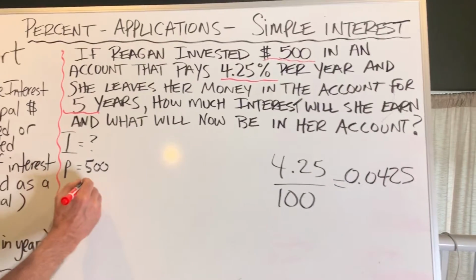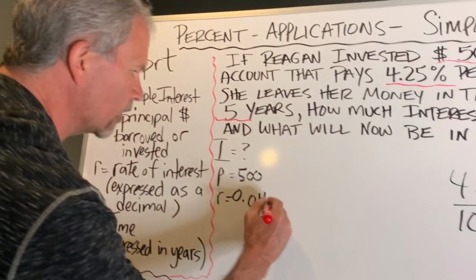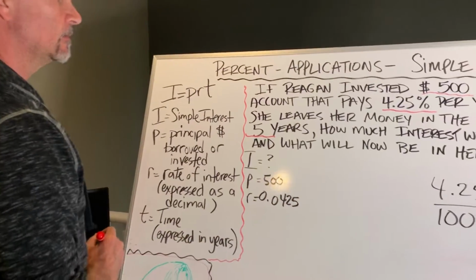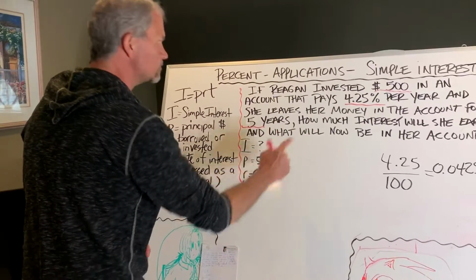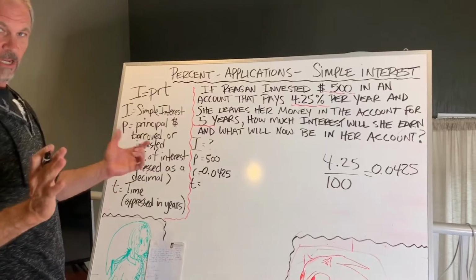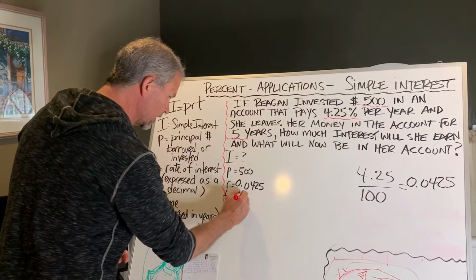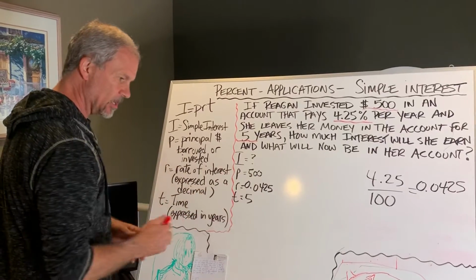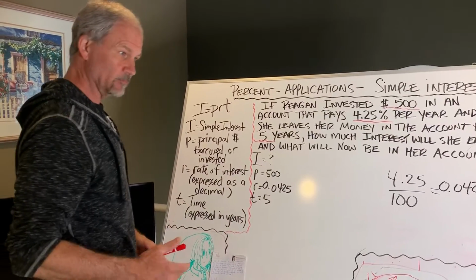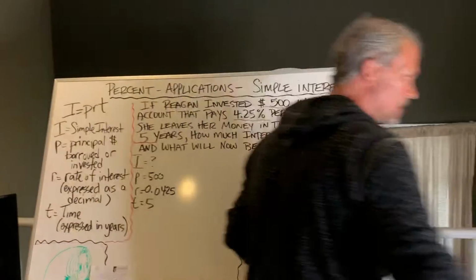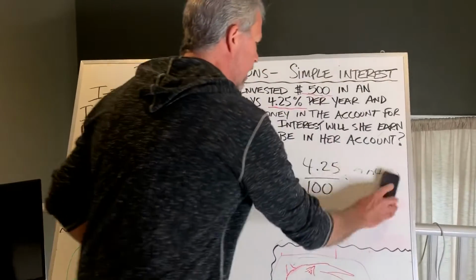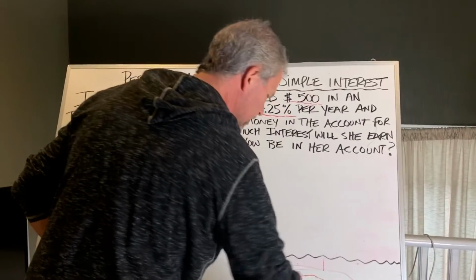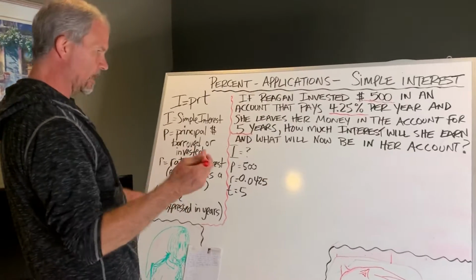So the rate, 0.0425. And the time, 5 years. Okay, it's exactly 5. If it was more than just 5 years, I would have to put point something. I'd have to figure out the decimal equivalent. Okay, so we've got our numbers. Let's see what they multiply out to be.